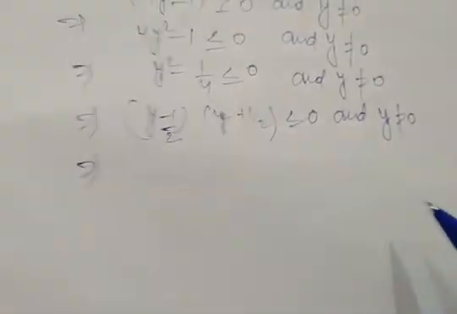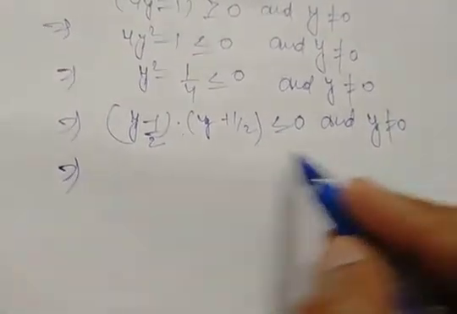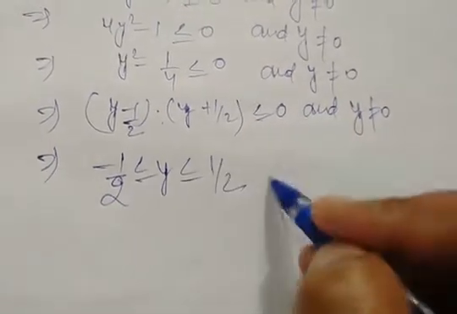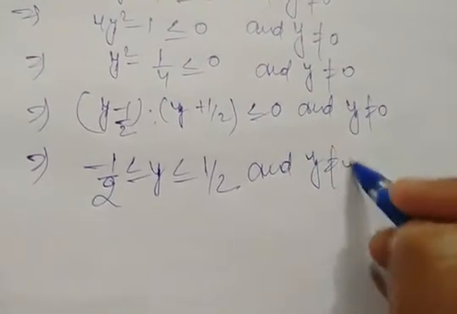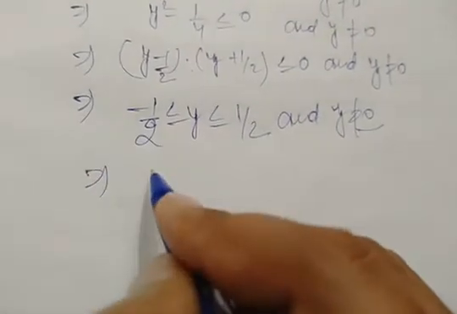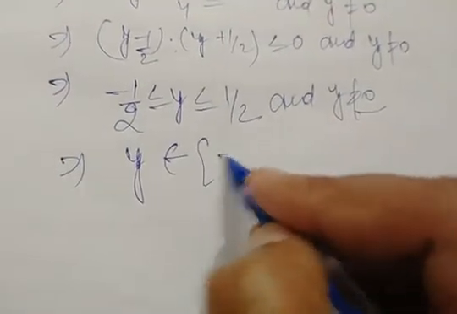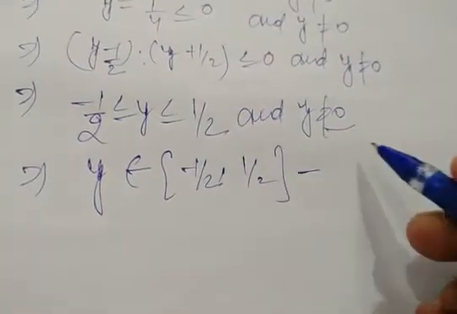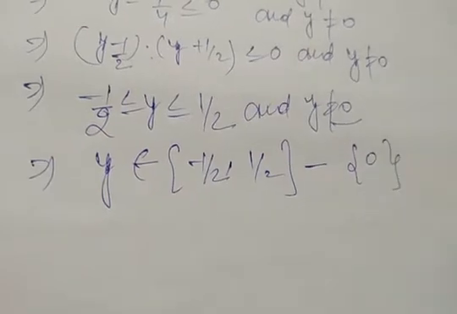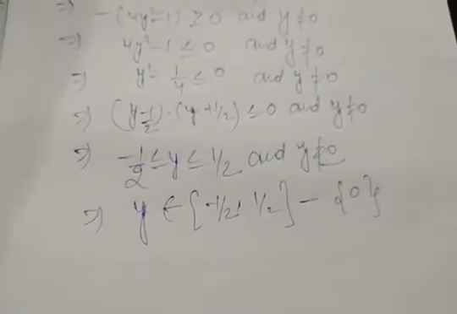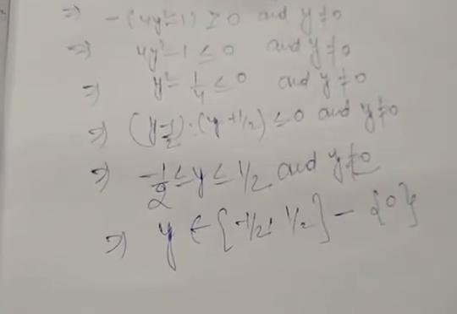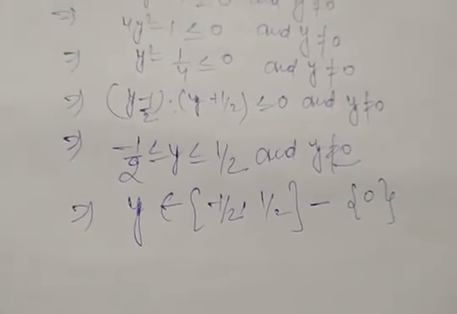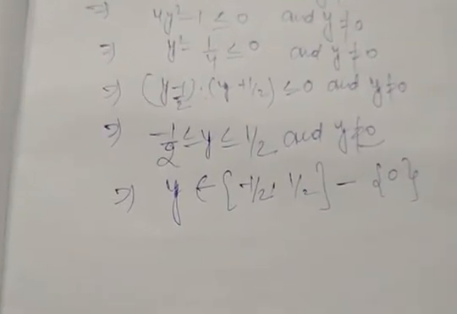When we apply the concept of interval, we get minus 1 by 2 less than or equal to y less than or equal to 1 by 2, and here y not equal to 0. So y belongs to the closed interval minus 1 by 2 to 1 by 2, minus 0. Also y is equal to 0 for x is equal to 0.